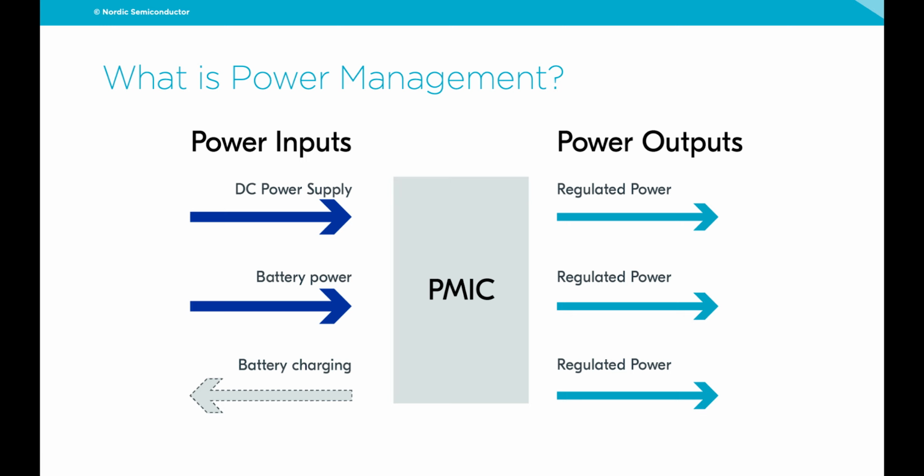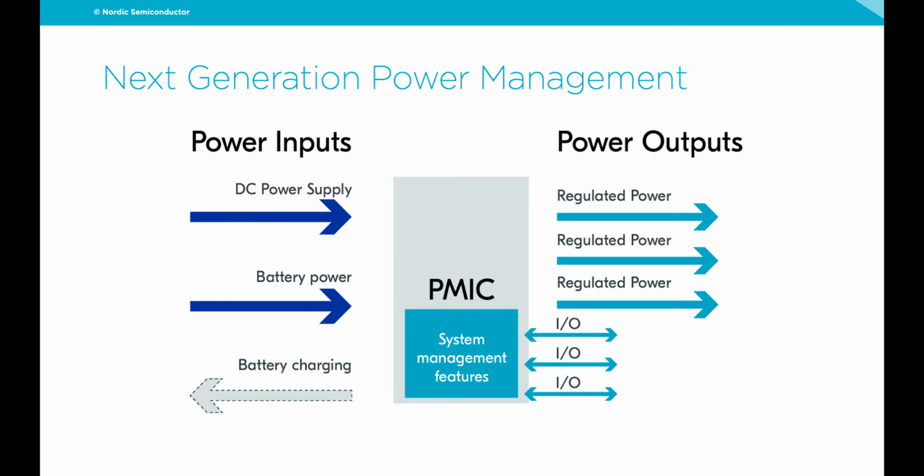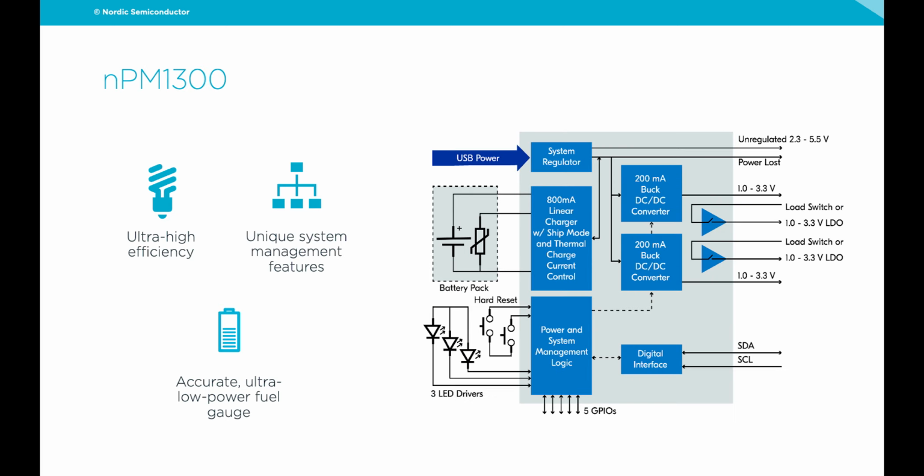But if you want to make PMICs a bit more interesting, you could also add some extra features. An example of that would be some system management features that we included in our NPM1300. So let's have a look at that one first. At its core, the NPM1300 is an ultra-high efficiency PMIC with unique system management features. For example, it offers really accurate fuel gauging.